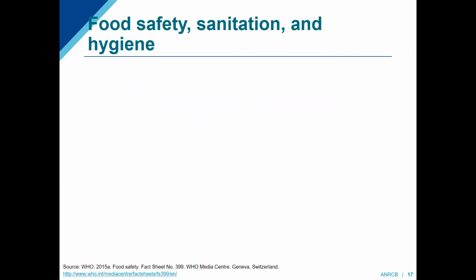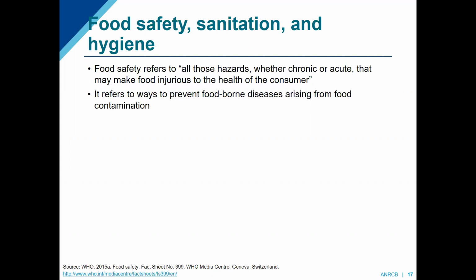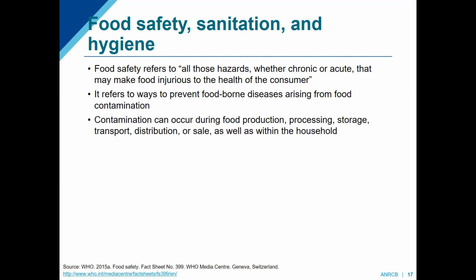Another important issue in all of this is the idea of food safety. Food safety addresses all those hazards that might make food harmful for our health, and it addresses strategies to reduce contamination within our food. Contamination can occur at all stages within the food system, from production on the farm, through processing, through transportation and distribution within markets, and even within households where people are preparing and eating food.